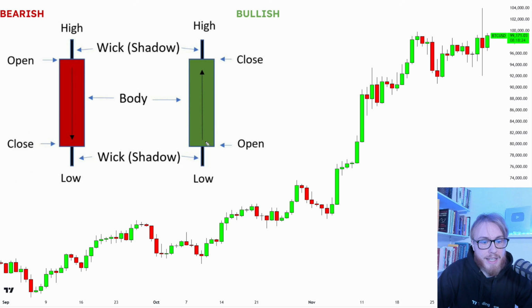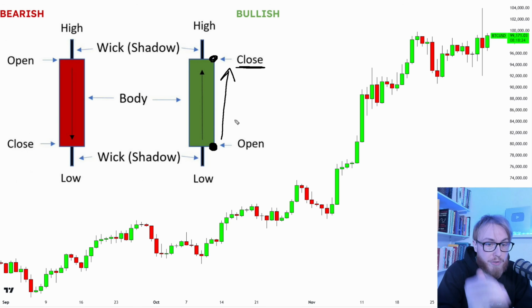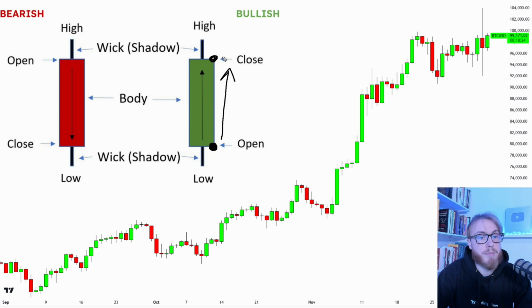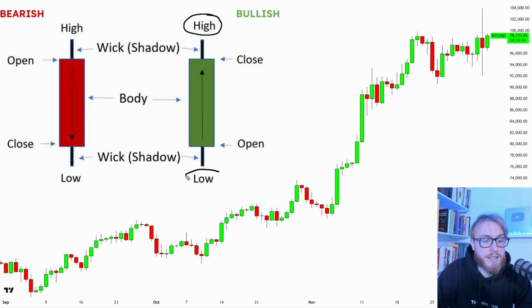So for a green candle on a daily time frame, the price starts right here. This is the open, or in other words, where the price was when the day started. And then when the day ended, the price was all the way up here at the close. So during the day, the price moves from the open to the close, but you can also see that we have a highest point all the way up here and a lowest point all the way down here.